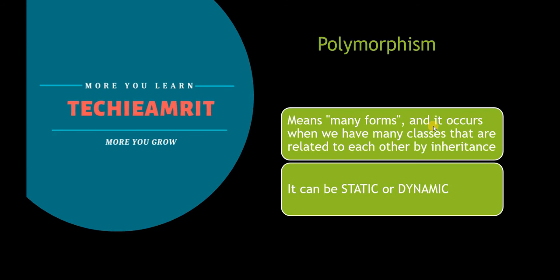Polymorphism means many forms, and it occurs when we have many classes that are related to each other by inheritance. So poly means one object having many forms, and this can be achieved by using either compile time polymorphism or runtime polymorphism. So let's start.